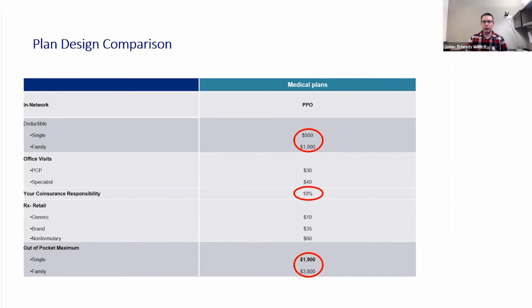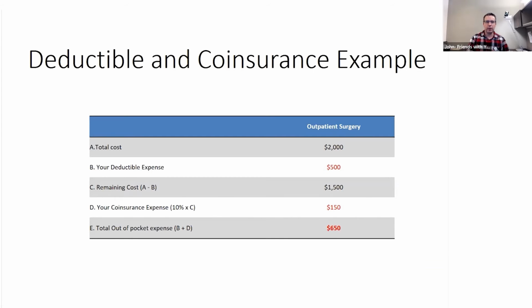And then similar to the deductible that we described before, let's say you happen to be enrolled in family coverage. Well, in this example here, your out-of-pocket maximum would be $3,800 since you are covering additional family members as opposed to the $1,900. Okay, so we've described some of these terms. Let's give a real-world example of what this ultimately means.